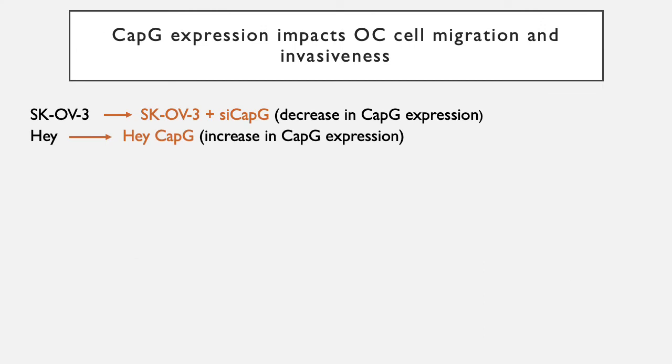The authors also wanted to estimate the impact of CapG expression on cell migration in ovarian carcinoma cell lines. In order to do this, they needed to utilize the same OC cell lines, but with modified CapG expression. The first cell line they used was SKOV3, which has high CapG expression, and was utilized to create the cell line SKOV3 SI-CapG that has decreased CapG expression. The Hay cell line was also used, and this cell line contains intrinsically low CapG expression, so it was utilized to create a cell line with CapG overexpression, known as Hay CapG.